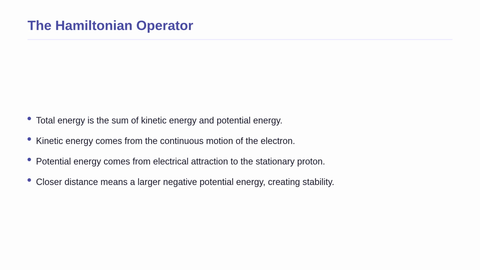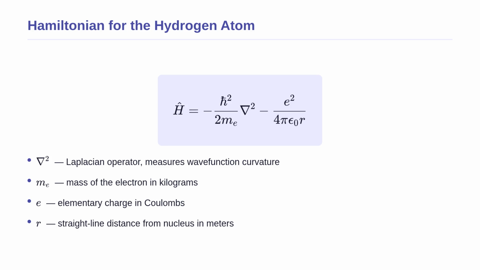To actually use this equation for hydrogen, we need to define what that Hamiltonian operator looks like. In physics, total energy is always the sum of kinetic energy, the energy of motion, and potential energy, the energy of position. For hydrogen, the kinetic part comes from the moving electron. The potential part comes from the electrical attraction between the negative electron and the positive stationary proton at the center. As the electron gets closer to the proton, this attractive potential energy becomes a larger negative number, meaning the atom is more tightly bound. Here is the specific mathematical form of the Hamiltonian for hydrogen.